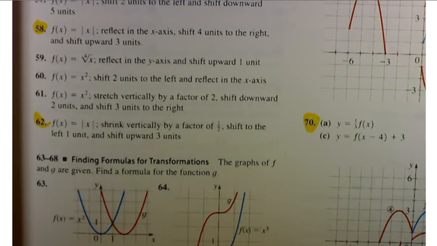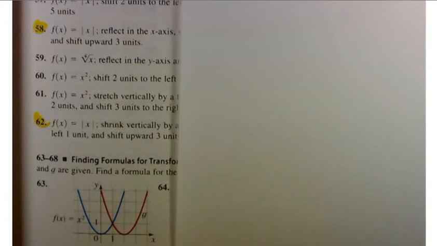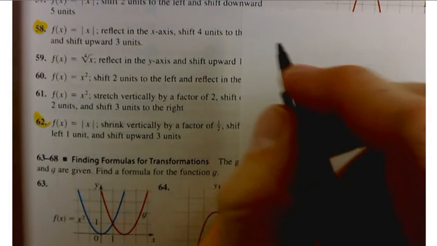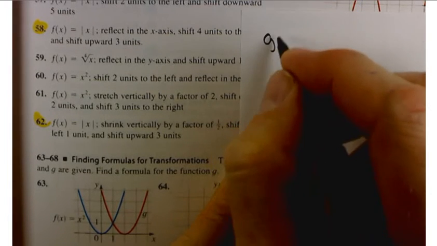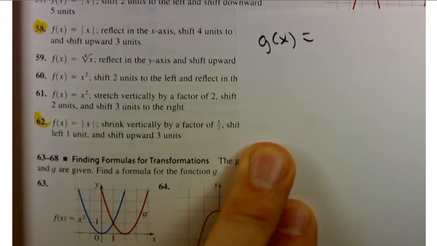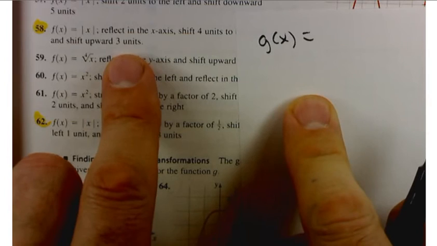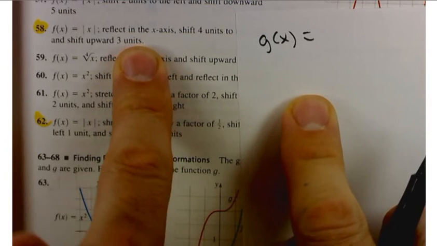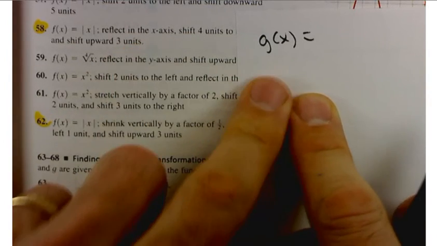So I'm going to reflect it around the x-axis. What's going to do that? Yeah, negative sign in front. And then shift 4 units to the right. So x minus 4. And last but not least, shift up by 3. Plus 3. Thanks, ladies.